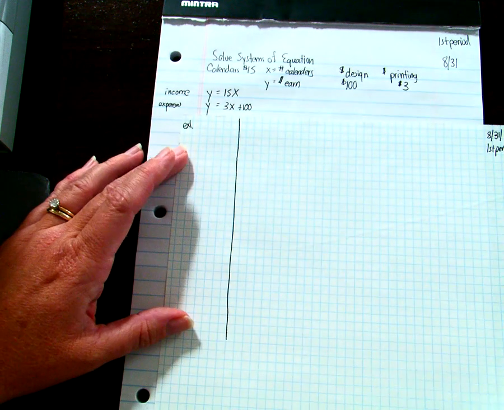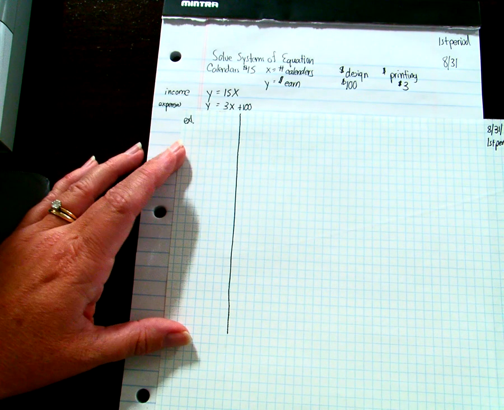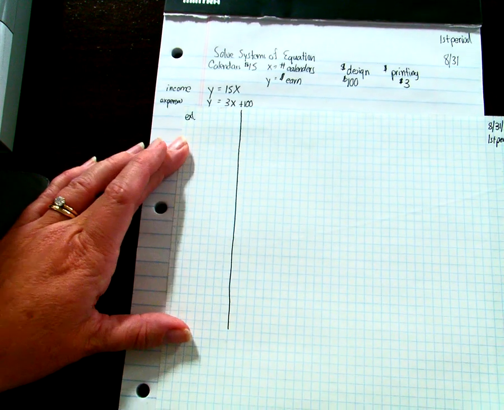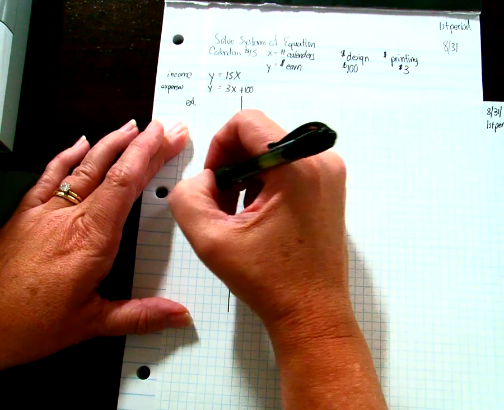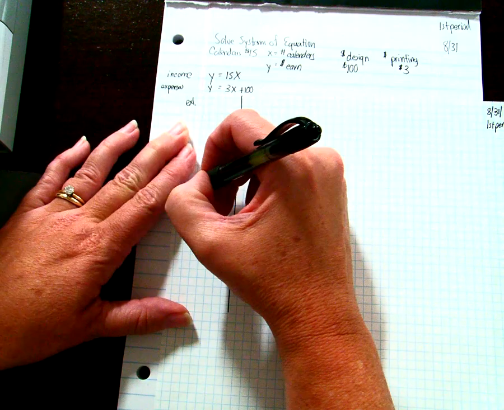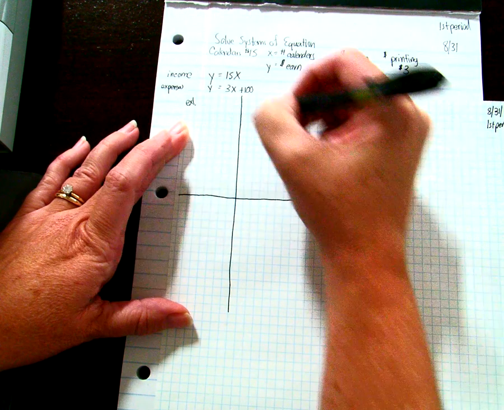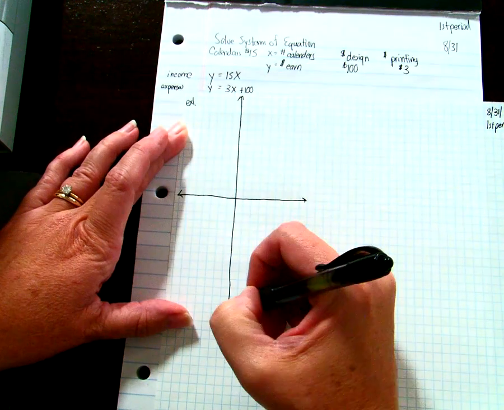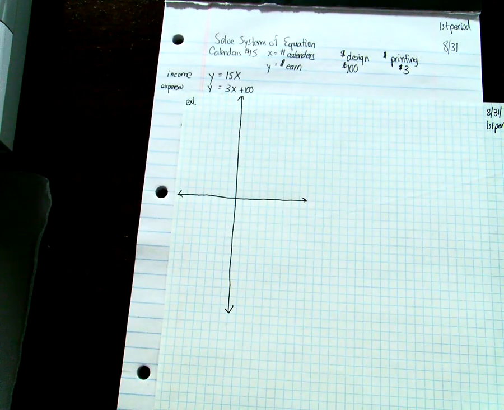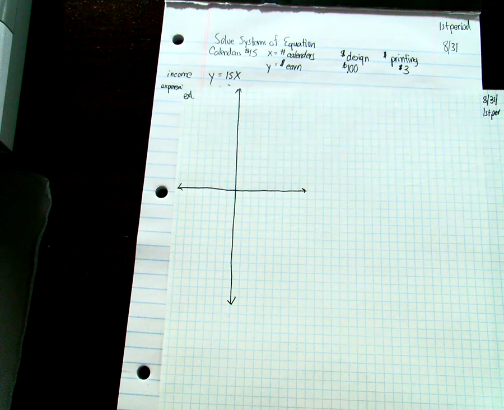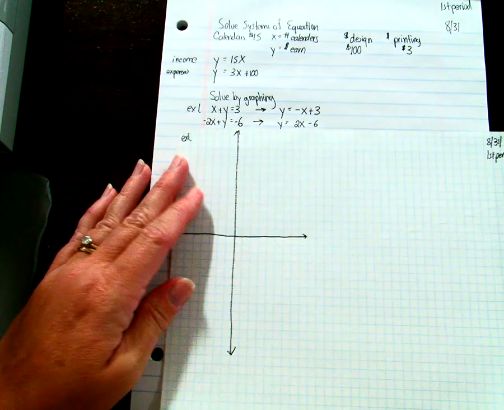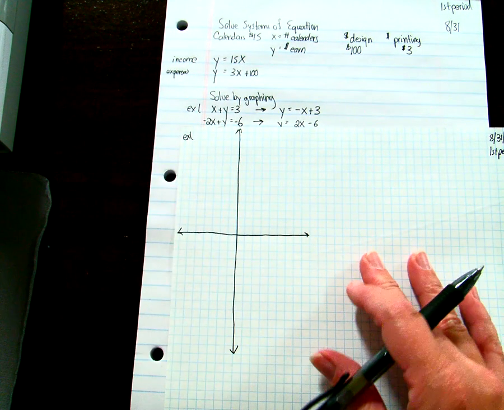That's probably about long enough. Make sure I'm giving myself lots of room there. Go ahead and make your x-axis. Put your arrows on the end. All right, let's graph that first equation together. That first equation was y equals negative x plus 3. Graph that one carefully.